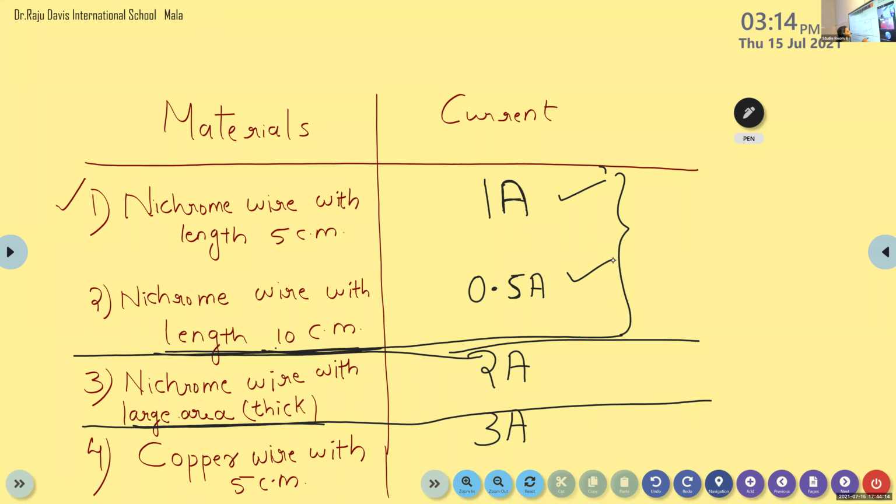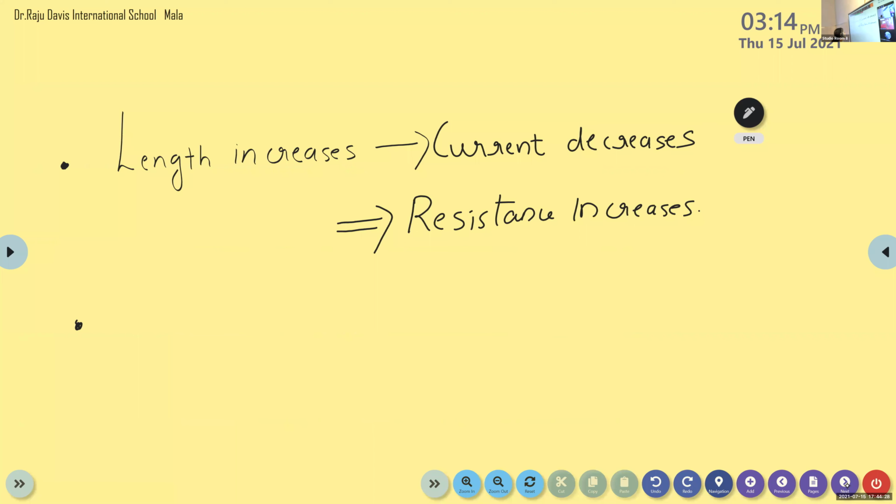When we connect a nichrome wire with a large area of cross section, the value of the current increases to 2 ampere. Okay, so that is the second observation that we made from this activity. That is, the area of cross section of the wire increases.